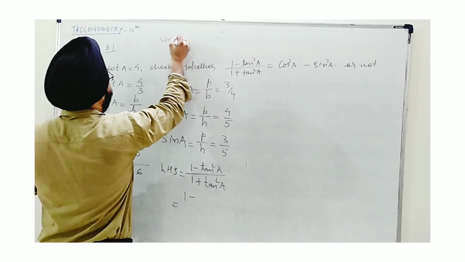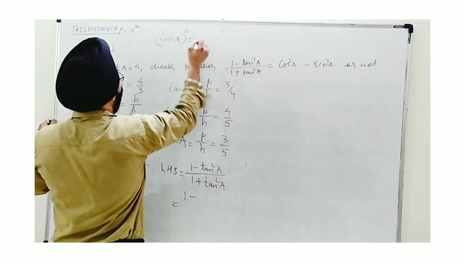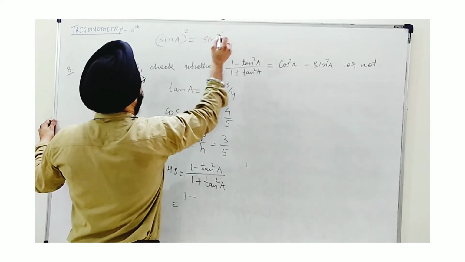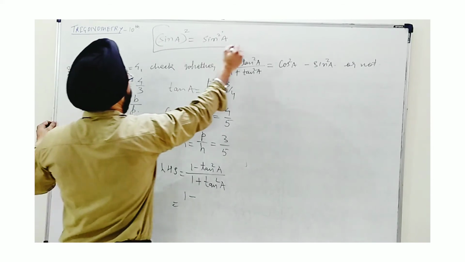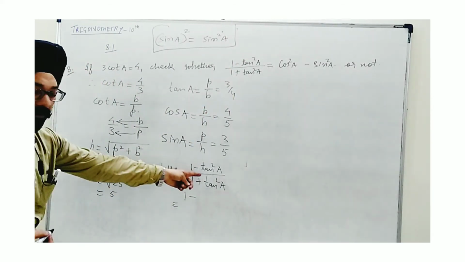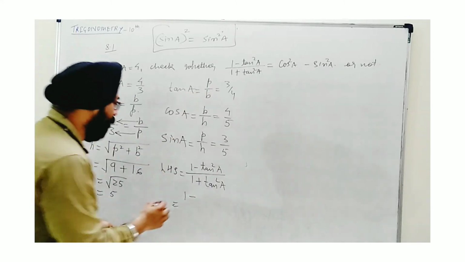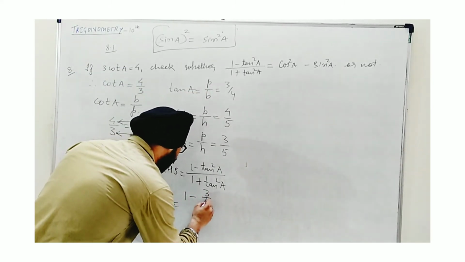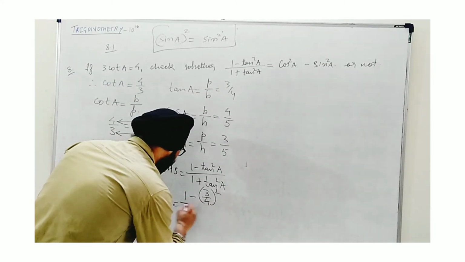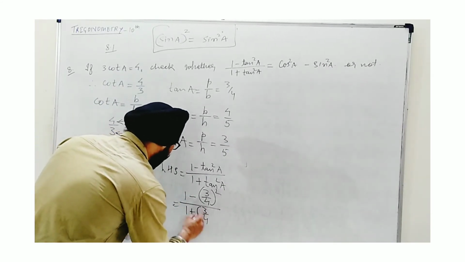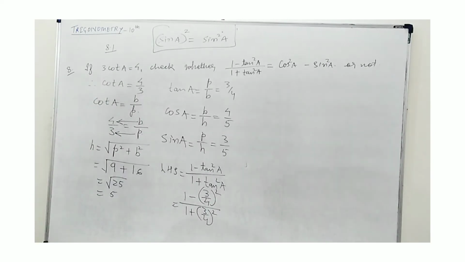Like if I am writing sin A whole square, this will be equal to sin square A. Both of them are equal. Here also, tan square A means square on tan A. What is the value of tan A? 3 by 4. So yes, this will be (3 by 4) square upon 1 plus tan square A, so 1 plus (3 by 4) square.